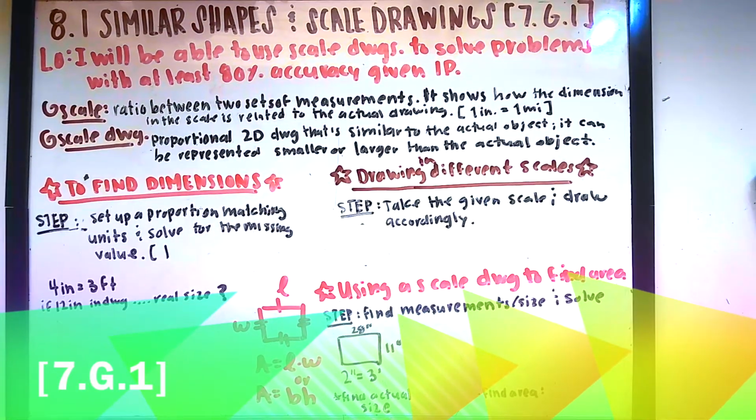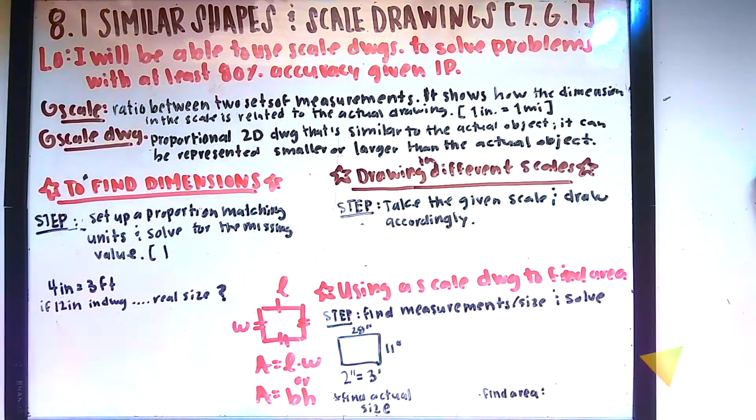Alright guys, so this is geometry. This is 8.1, similar shapes and scale drawings. Your objective is to be able to use scale drawings to solve problems with at least 80% accuracy given independent practice. We have two vocabulary words: scale, which is the ratio between two sets of measurements.